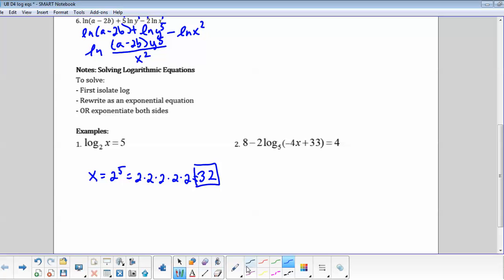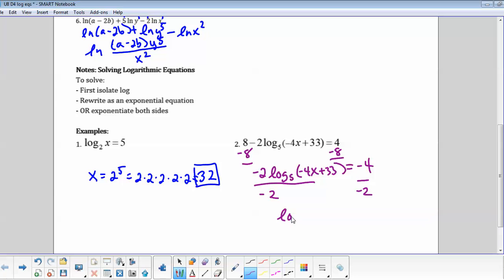All right, in problem number 2, you need to isolate the log first. So we're going to subtract the 8 from both sides. You have negative 2 log base 5 of negative 4x plus 33 equals negative 4. And then divide by negative 2 on both sides. So log base 5 of negative 4x plus 33 equals positive 2.